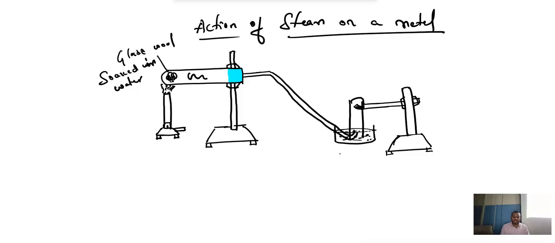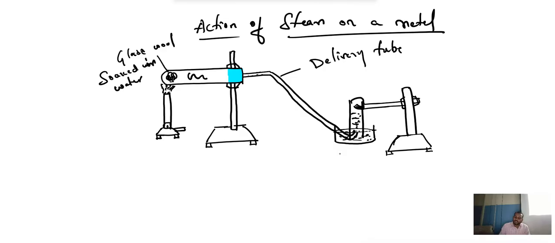Once we burn this glass wool soaked in water, the steam which is produced is going to react with a metal piece. Once this reacts with a metal piece, it liberates a gas. Understood? Now this gas will come out from here. From where? It comes out from the delivery tube.